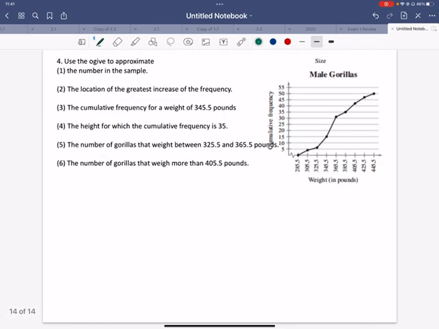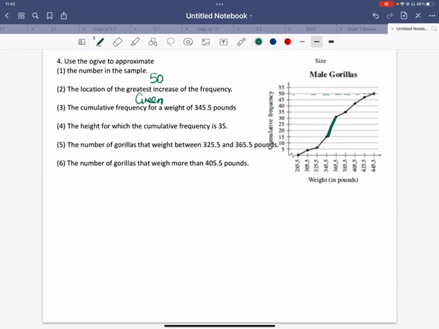All right, last question. Ogive. An ogive is a cumulative frequency graph. Number in the sample. For cumulative frequency, the very last cumulative frequency will match the sample size, right? So the last one matches the sample size, I will say that's 50. Okay, and the location of the greatest increase, of course, is on the green part. Or you can say it's from 345.5 to 365.5, where that's the location for the greatest frequency, right?